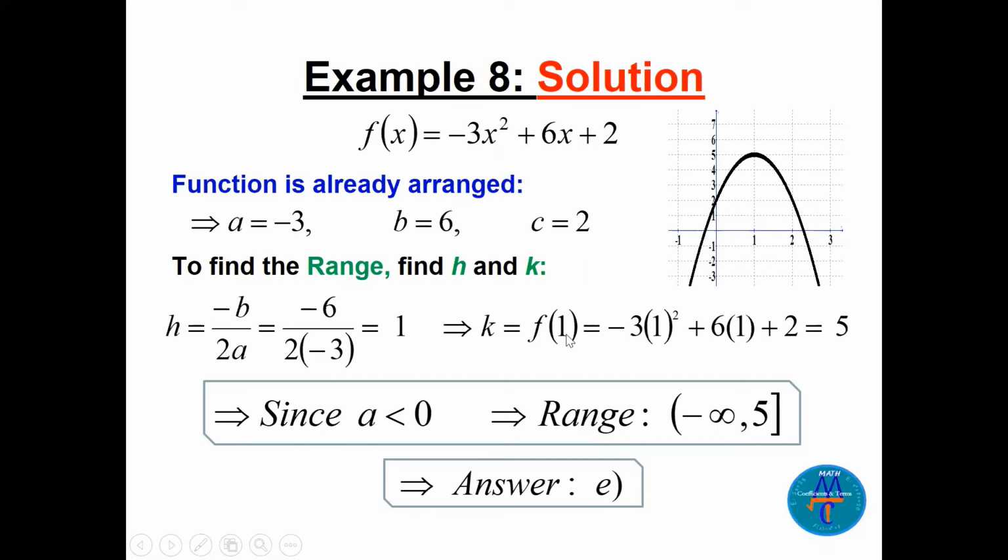A is less than 0, minus 3, so the parabola opens downward, and the range will be from minus infinity until the k here. So the answer is E.